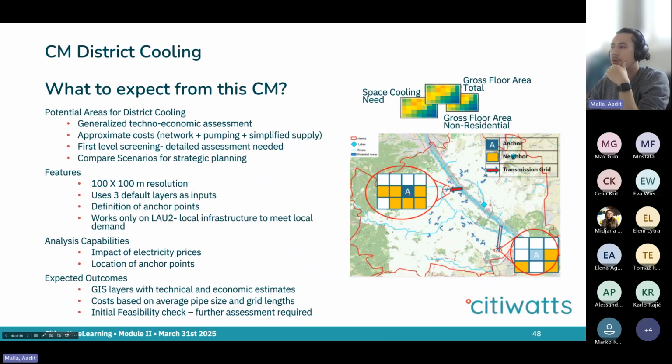This could be, for instance, hospitals, grocery stores, or office buildings, and then it identifies the cells around these anchor points and sees if it is actually feasible to provide cooling in these regions with this network-based supply. In my example here, I wanted to highlight that it was feasible to provide cooling in this region, but here, for certain conditions of the anchor point definition, it was not feasible. So particularly this area is a potential location where a district cooling grid can be further analyzed, but here not.